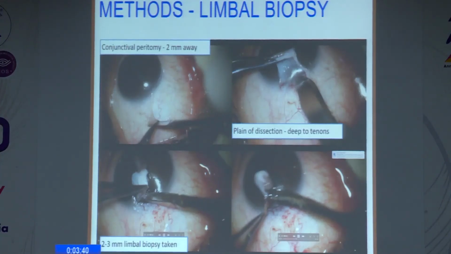So this is the photographic documentation of the surgical steps. This is how we achieved the limbal biopsy. Peritomy is done 2 millimeters away for about 1 to 2 clock hours from the other eye, which is the normal eye. The plane of dissection is just deep to Tenon's. A 2 to 3 mm deep limbal biopsy is harvested.